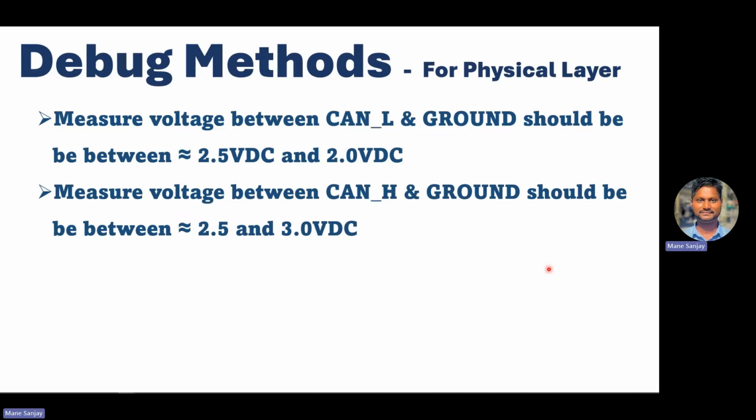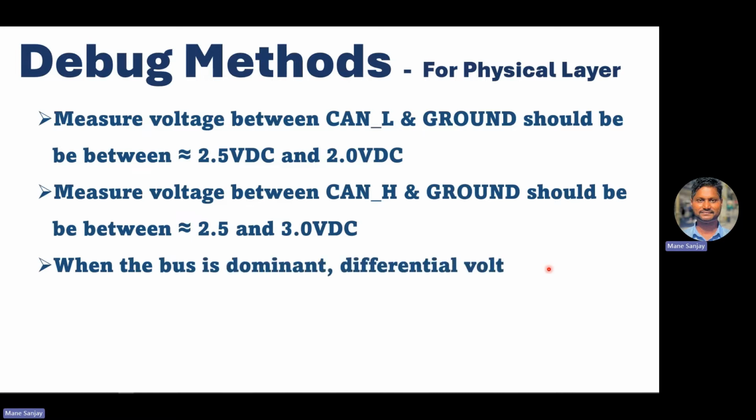When the bus is active, there are two states: the dominant state and the recessive state. Dominant state means logical 0, and recessive state means logical 1. So when it is in the dominant state, the differential voltage, the voltage between CAN H and CAN L, should be greater than 1.2 volt. It should not be lesser than 1.2 volt, or even equal to 1.2 volt. This is what you have to debug if your network is not working.